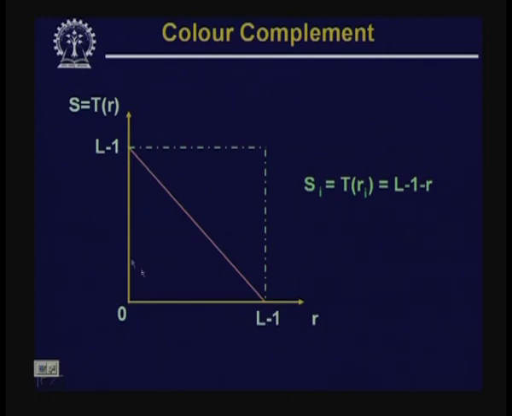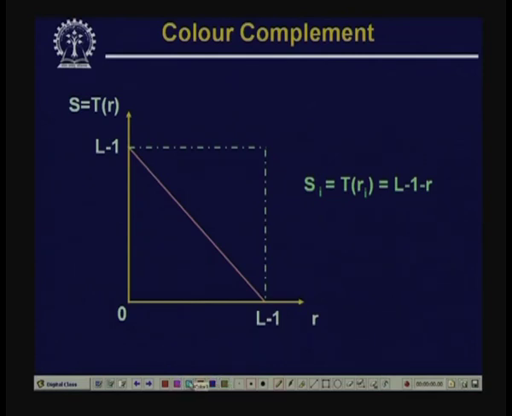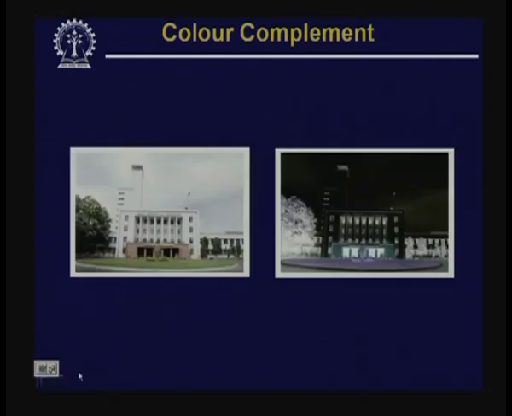In the case of an intensity image, we had a single transformation, but in the case of a color image, I have to apply the same transformation on all the color planes, that is, s_i equal to T of r_i, which is equal to L minus 1 minus r_i, for all values of i. That means i will be 1, 2 and 3, that is, for all the color planes red, green and blue, I have to apply this same transformation.